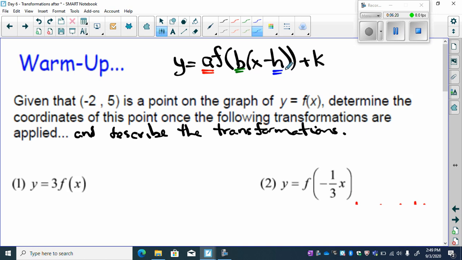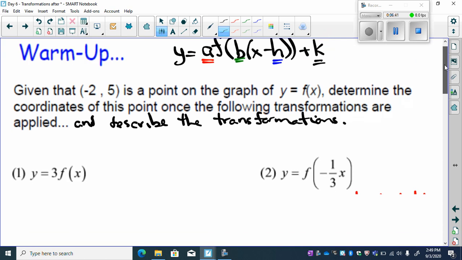h is the horizontal translation, and you have to remember to change the sign. So if this is x minus 3, it comes out as a positive 3, and you would translate 3 units right. It would get added to the x coordinates. The k value is your vertical translation. A positive k value translates up, a negative k value translates down. You do not have to change the sign there.